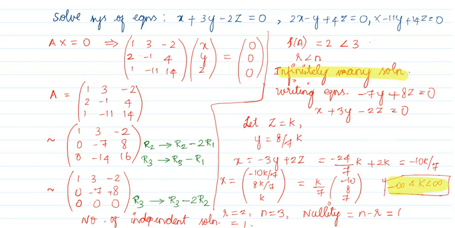Also, for these types of problems we can find the number of independent solutions, or simply the nullity. What is the rank here? 2, and n is 3. So nullity is n minus r, which is equal to 1. So the number of independent solutions it has is 1.